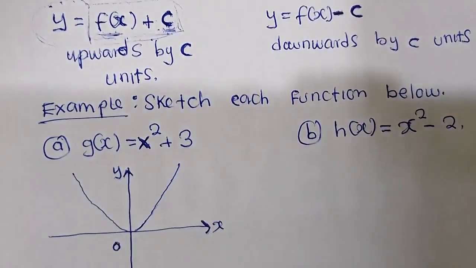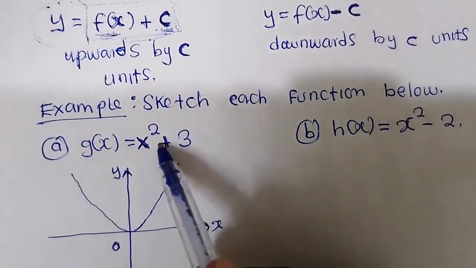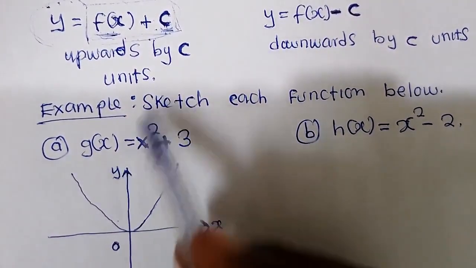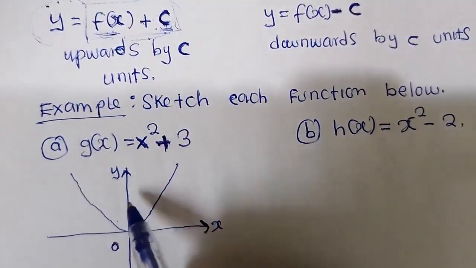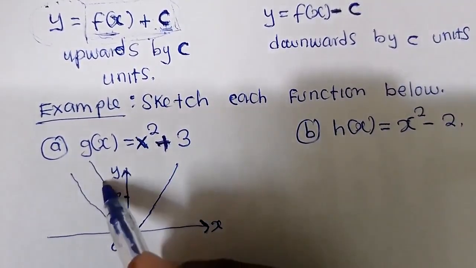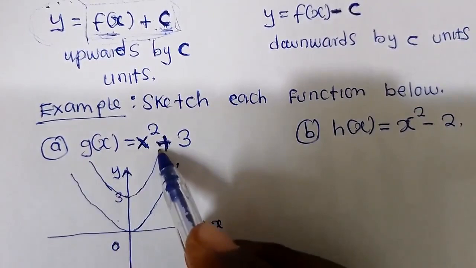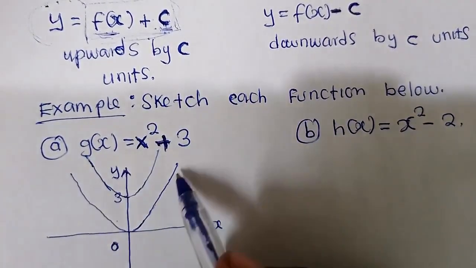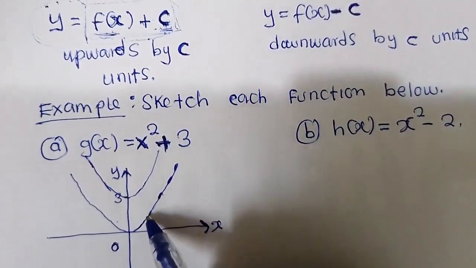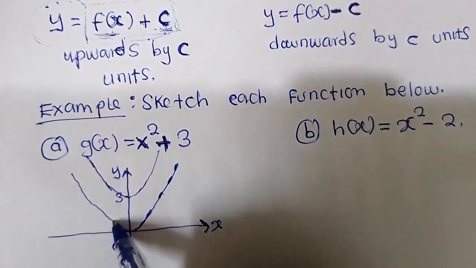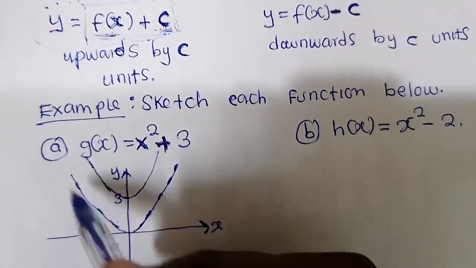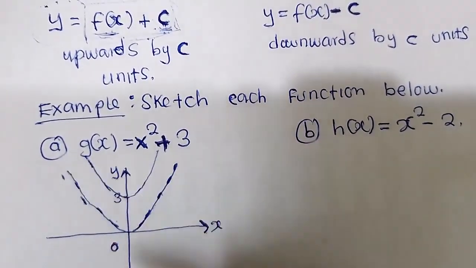Have you seen? Then there is a positive here. So positive 3 moves upward. Let's say here we've got a 3. So it will be like this. This is the original graph. So this is just a sketch. You are sketching. It is supposed to be dotted because it is not the original.